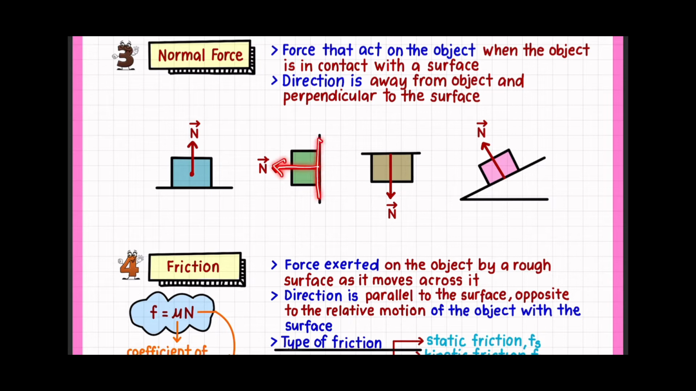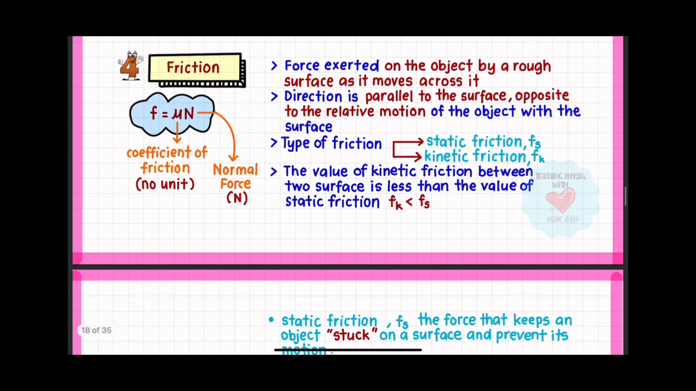Macam ni dinding kan. So away from the object and 90 degree to the surface. Same goes with this one and this one. Okay, untuk inclined plane dia sengit sikit. Why? Because this is surface, so 90 degree to the surface is normal force. Jadi sebab tu dia sengit. Okay. Number 4 is friction. Okay, friction ni panjang sikit.